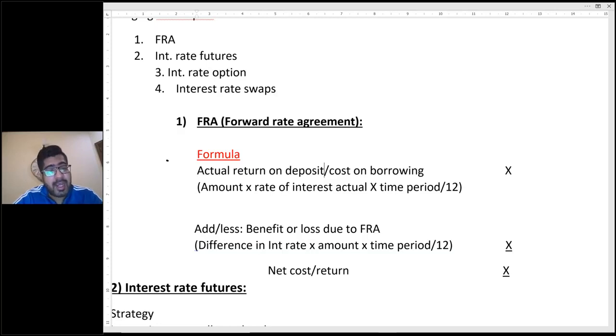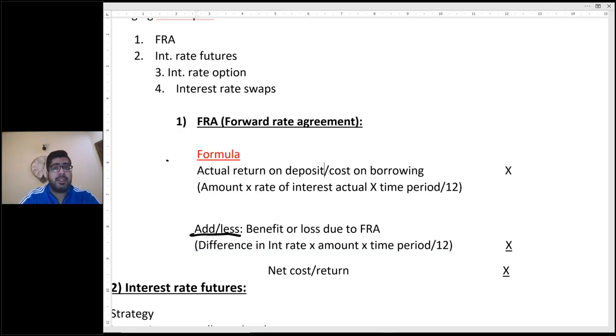And then you need to add or less the benefit or loss due to FRA. How do you get the benefit or loss due to FRA? It is the difference in interest rate, meaning what was in the market and what was the FRA rate committed, into amount into time period over 12. Add or less benefit or loss due to FRA, you get net cost or net return. Now, why have I written add or less benefit or loss due to FRA? Benefit is sometimes added or deducted. Loss is sometimes added or deducted.